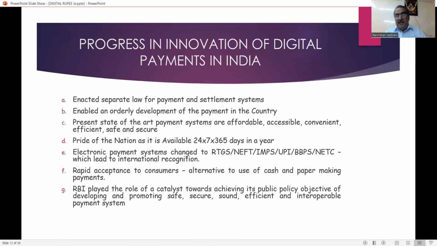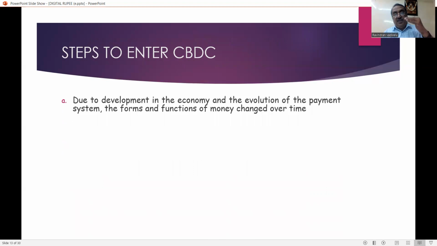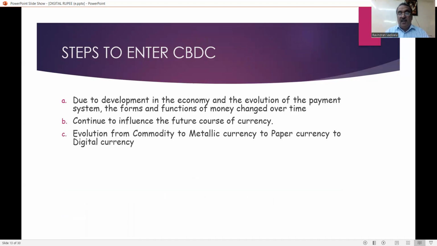Then the RBI played the role of catalyst towards achieving its public policy objective of developing and promoting a safe, secure, sound, efficient, and interoperable payment system. This is the main role that RBI plays, because they say that all transactions should be safe, secure, sound, and efficient. And now slowly we are entering into the CBDC, Central Bank Digital Currency. Due to development in the economy and evolution of the payment system, the forms and functions of money change; slowly we are changing from physical currency to digital. So it has an influence on the future course of the currency.